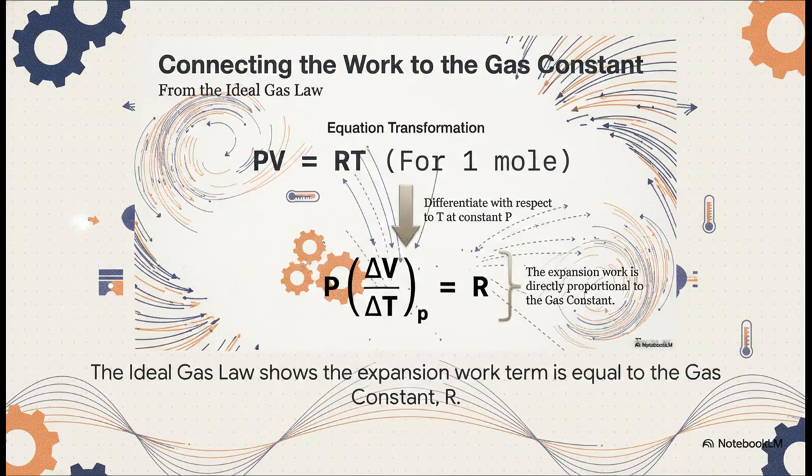So how on earth do we connect these two things? Well, the bridge is the ideal gas law, PV equals RT. With a little bit of calculus, we can see what happens to the volume when we change the temperature while keeping the pressure constant, and what we find is just amazing. That work term from before, P times the change in volume over the change in temperature, it turns out to be exactly equal to the universal gas constant, R. That's it. That's the missing link.